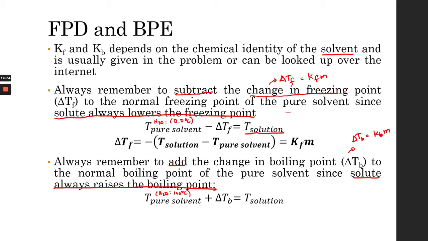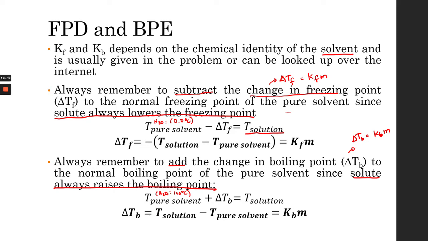that is equal to the new temperature of your solution. And again, just rearranging the equation, we'll get that delta TB is equal to the temperature of the solution minus the temperature of the pure solvent, which is equal to, again, the Kb times M, or the boiling point elevation constant multiplied by the molar concentration of solute.